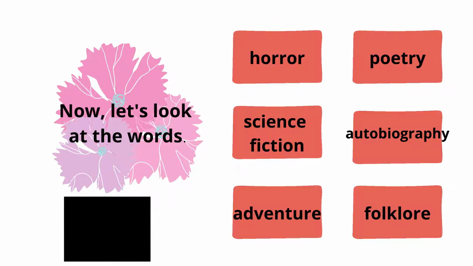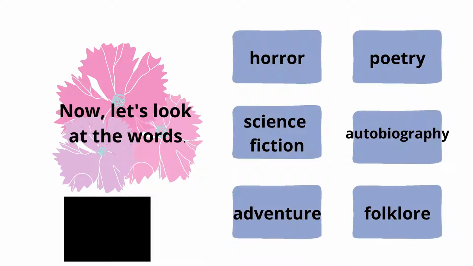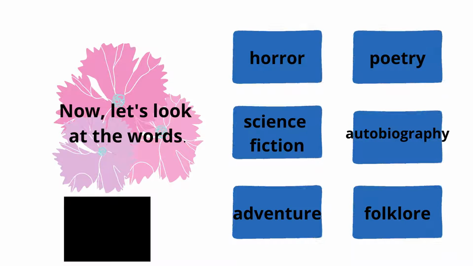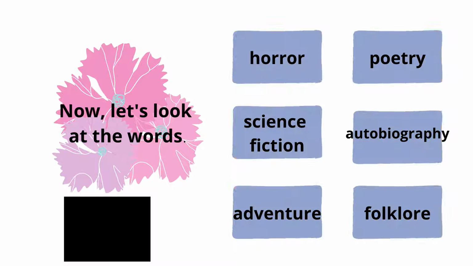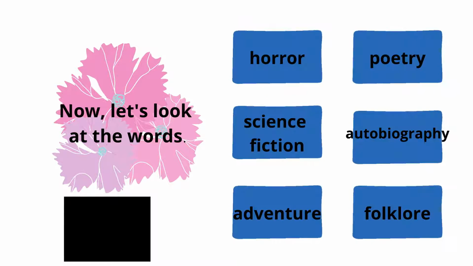Alright class, now let's look at the words that are on the page. Kita tengok pula perkataan-perkataan yang ada dalam muka surat tu. At the bottom of the page. Bottom. What is bottom? Bawah. Jadi kat bawah muka surat tu kita tengok perkataan. There are 6 words there. So now, when I read the word, I want you to point to the words with your finger. Teacher akan bacakan perkataan itu dan teacher nak kamu gunakan jari untuk point, untuk tunjuk mana perkataan yang teacher baca ni.